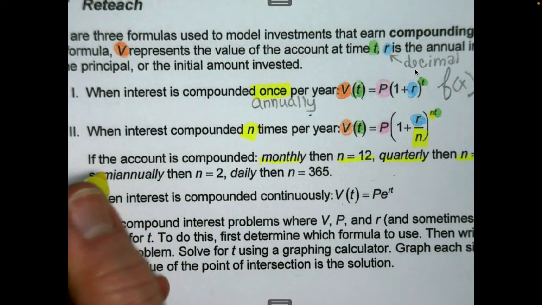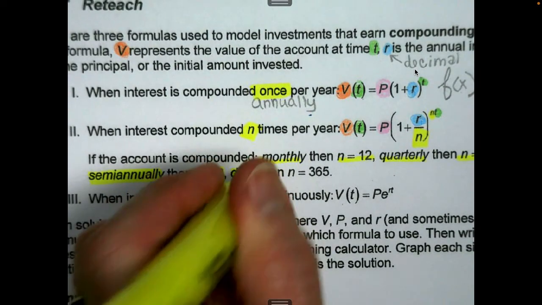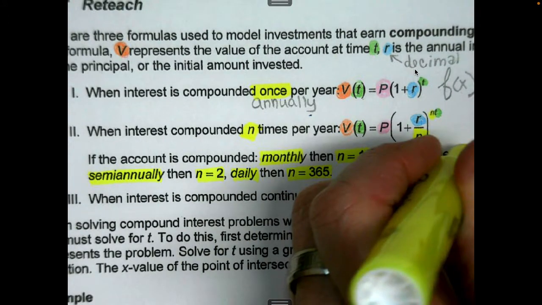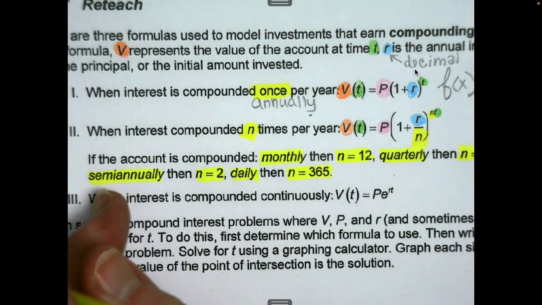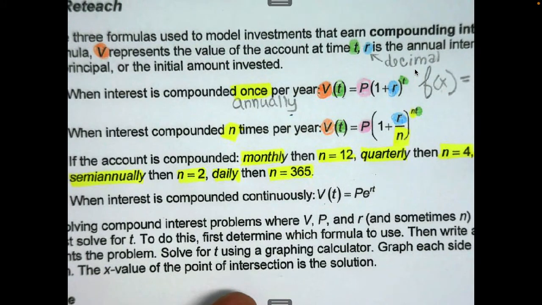Semi-annually means 2 times a year, and daily means 365. So if you forget what those bank interest words mean, they're listed here for you. So this is a valuable piece to use in your homework. But the actual math, you'll let Desmos do the math.